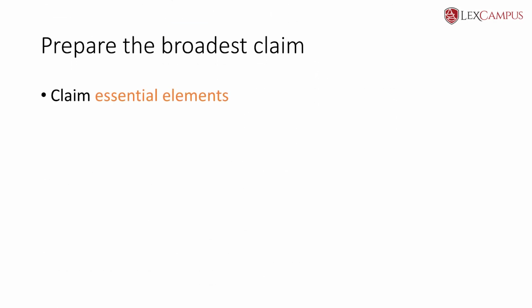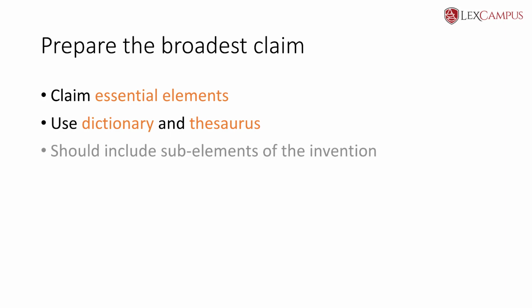Now, in preparing the broadest claim, you would claim the essential elements, the elements that have to be in your independent claim. You would use the dictionary and the thesaurus to expand the meaning of the elements, to get words to expand the scope of the elements. You should include sub-elements of the invention as well. We had seen that there could be an element and the element could have sub-elements. So you can introduce the sub-elements in detail in the dependent claims.